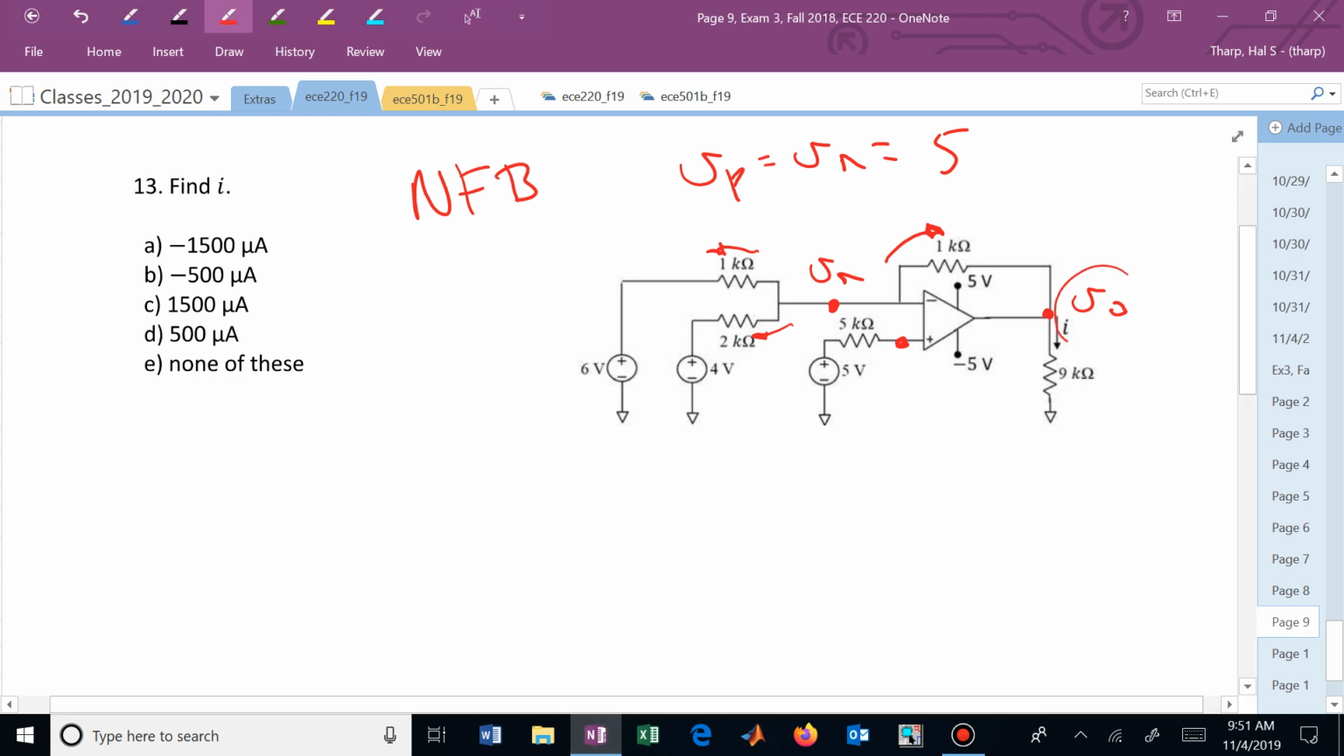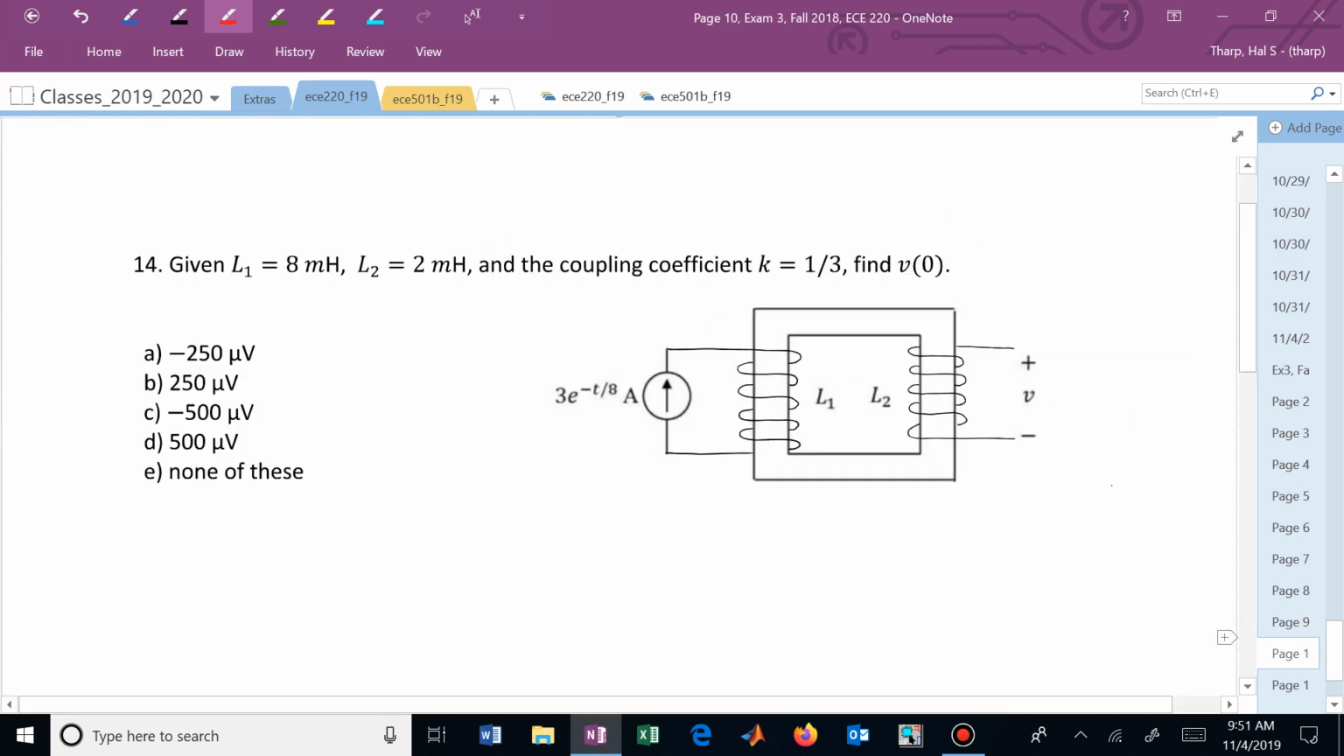Once you calculate this, you want to check to make sure that it doesn't exceed those limits. If it does, then you have to go back and use that for your output voltage and then calculate your current based on that. One more, don't I?